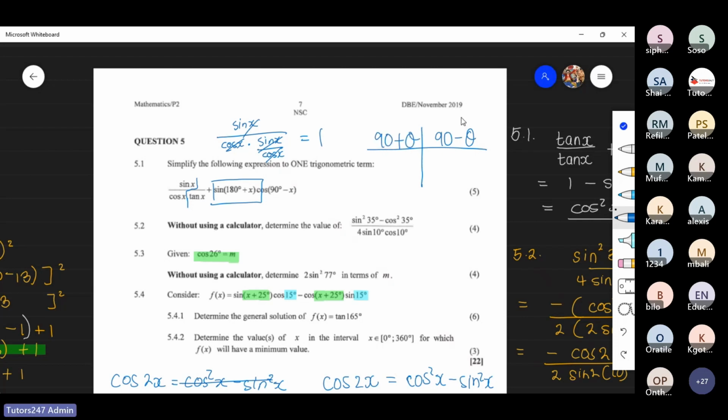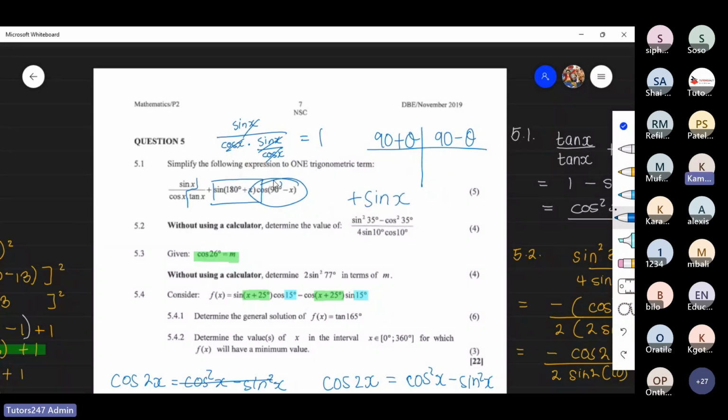So as you can see, 90 minus x is within the first quadrant, okay? Now, because it's within the first quadrant, we know that cos is positive. So you put your plus sign. Next, because we're dealing with 90, we need to change this. So cos will become sine of x.